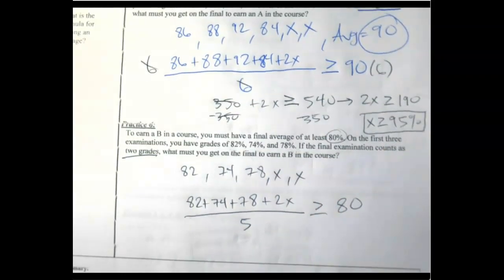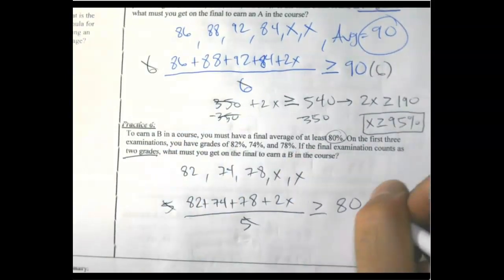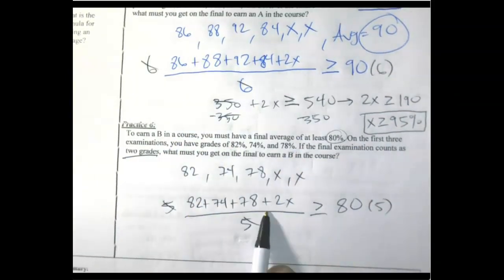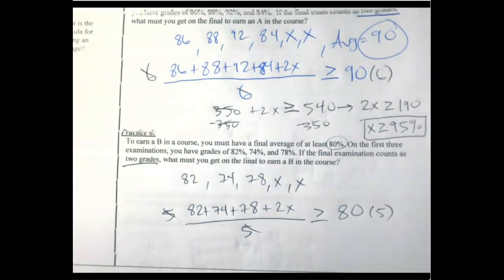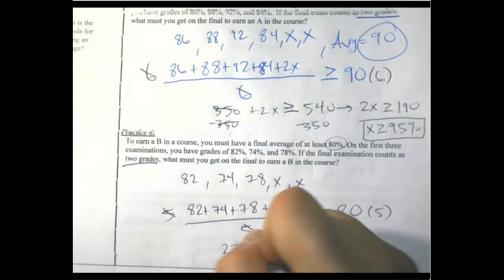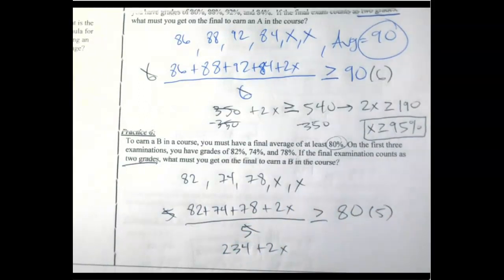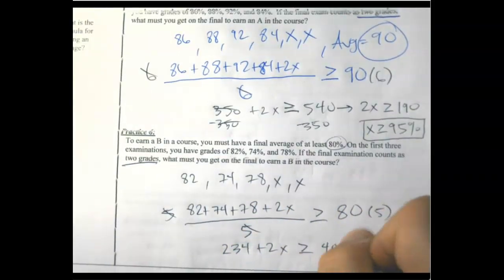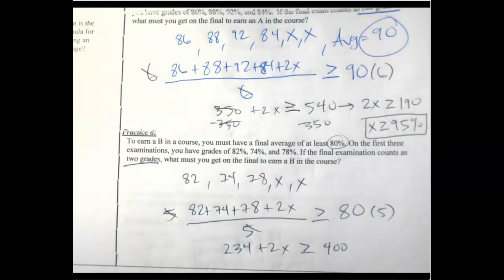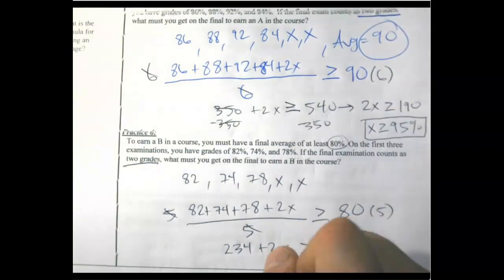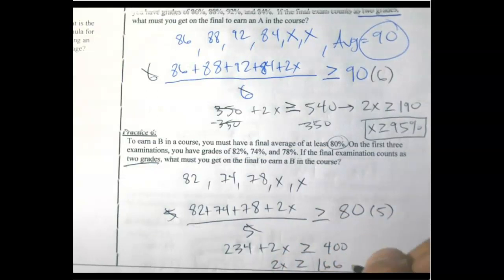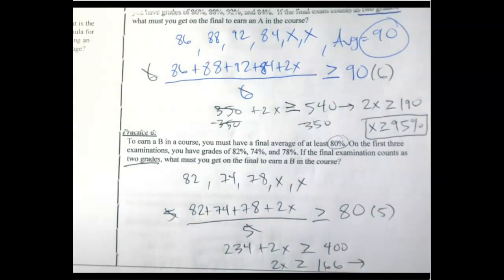So I can multiply by 5 to get rid of the 5, both sides. I can add these constants, 82 plus 74 plus 78. 234. Don't forget about that 2x. 80 times 5, 400. Subtract 234 on both sides. And 166. And divide both sides by 2. And you have your answer.